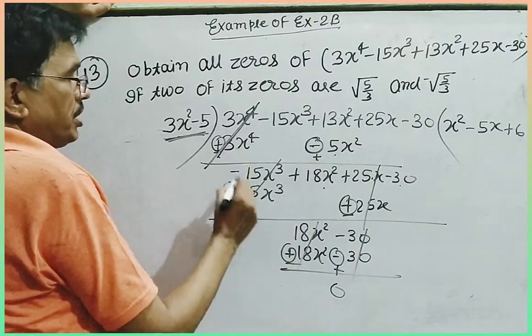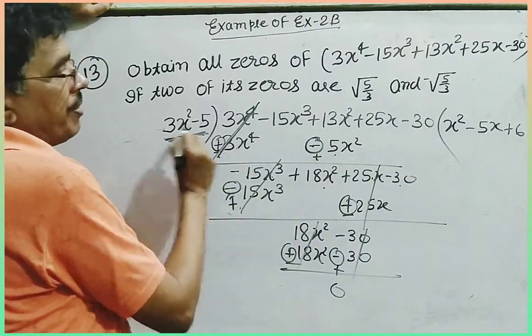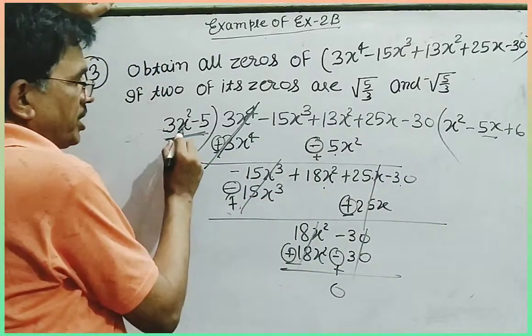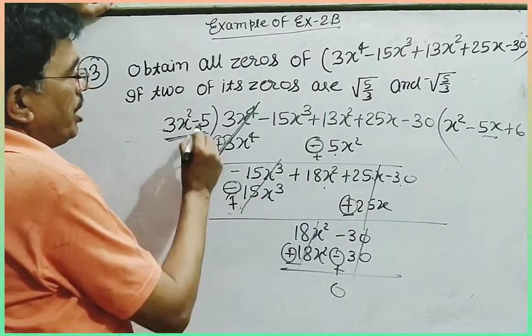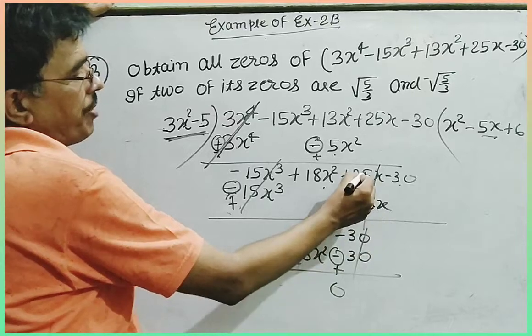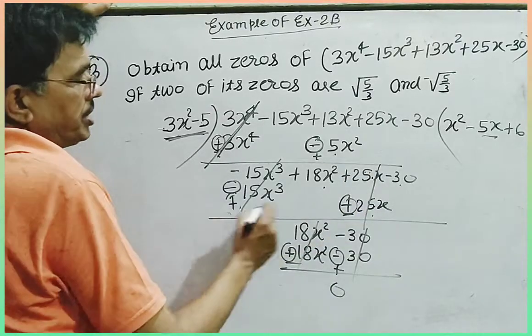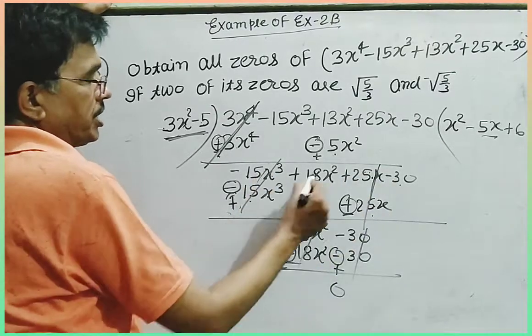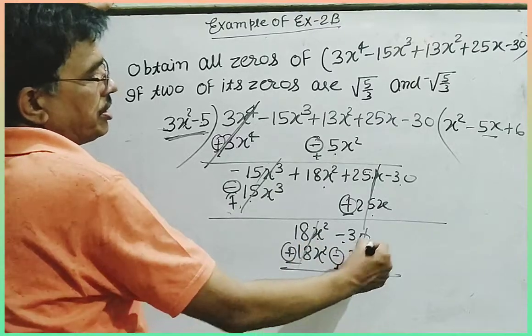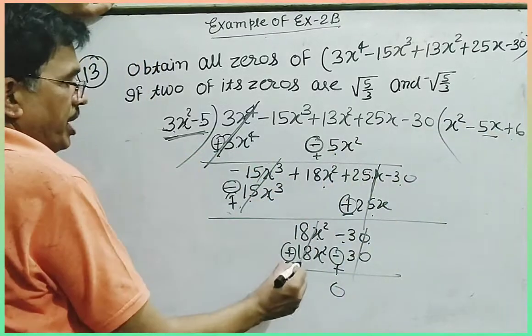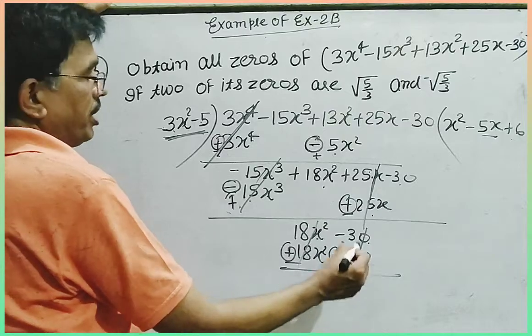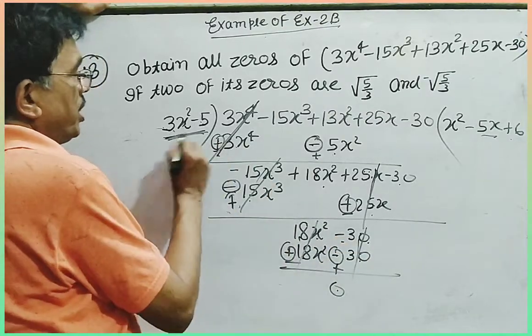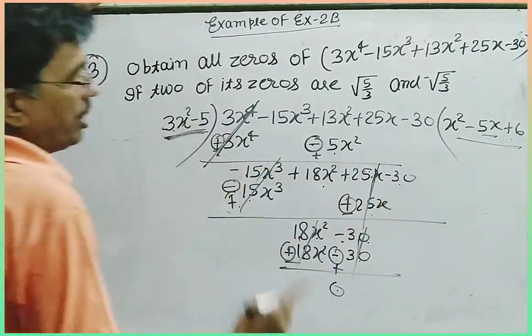Now next, you have minus 15, so multiply by minus 5x. So minus 5x, then it is minus 15x cube and plus 25x. That 25x is here, so I write plus 25x. Hence, these are cancelled. The remaining is 18x square minus 30. So plus 6, you get 18x square minus 30. Both are cancelled. Then it is clear, this is divided exactly by this polynomial. Now, what is the remaining?